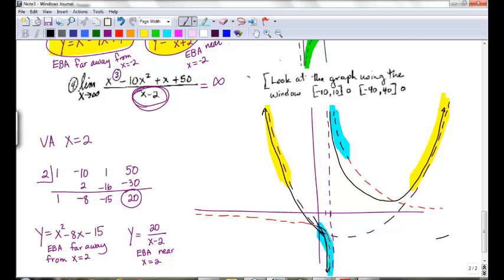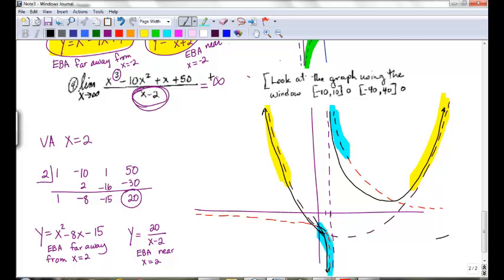As x approaches infinity, this side would be going to positive infinity. But it's approaching this parabola far away from x equals 2. Near x equals 2, that's the turquoise part, it's approaching that hyperbola. We've got the vertical asymptote, we've got our other two asymptotes, and we've got the limit. And you can go ahead and say it's positive infinity.